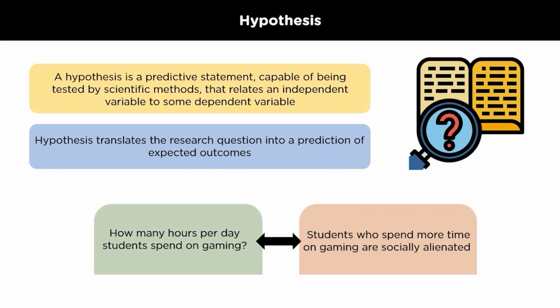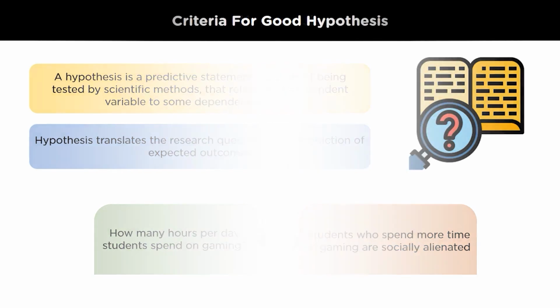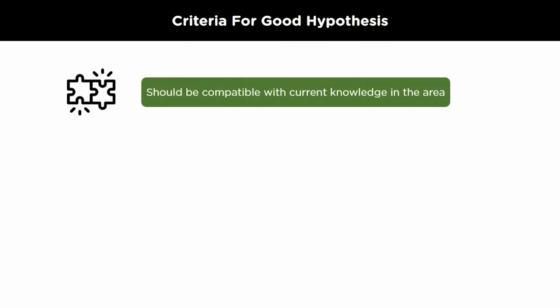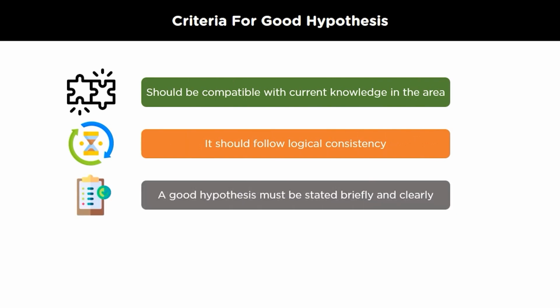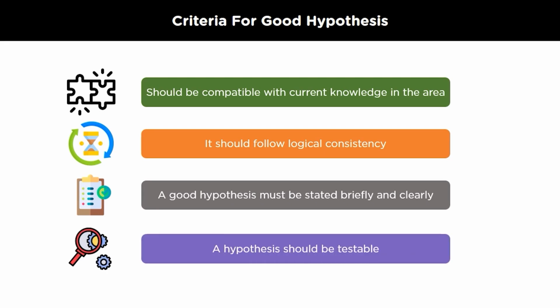So, as in the previous slide, we have framed a question: how many hours does a student spend on gaming? Relating to this question, we can create a hypothesis that students who spend more time on gaming are socially alienated. So there are some criteria for a good hypothesis. Let's discuss what those are. A hypothesis should be compatible with the current knowledge in the area and it should follow logical consistency. It should not be inconsistent in places. A good hypothesis must be stated briefly and clearly, and it should be testable.